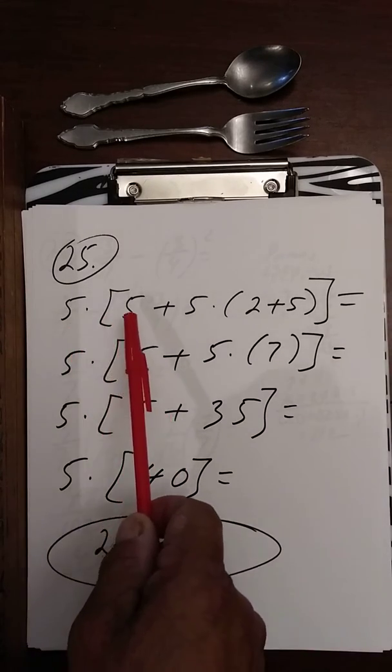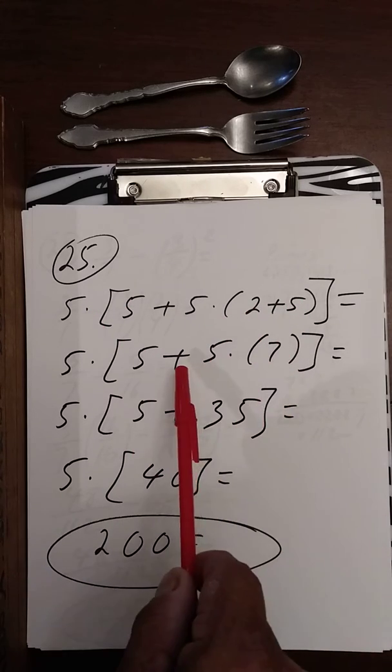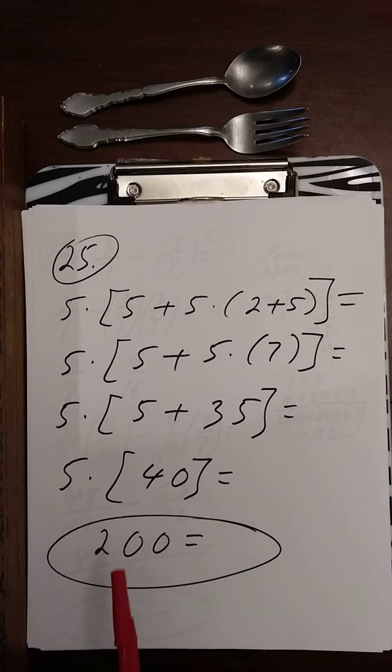Order of operations, so we have 2 plus 5 is 7, and 7 times 5 is 35, 5 and 35 is 40, 5 times 40 is 200. That's it, we're done.